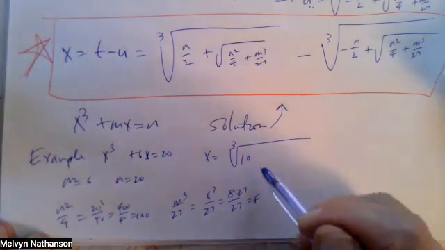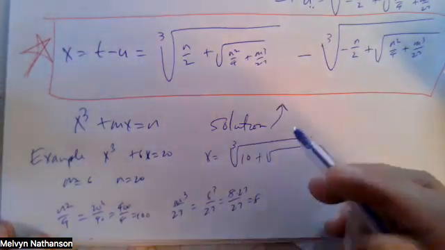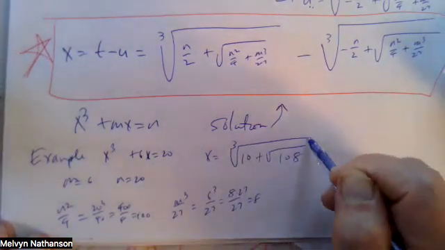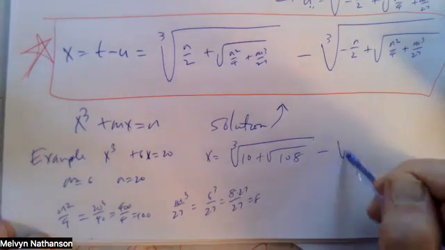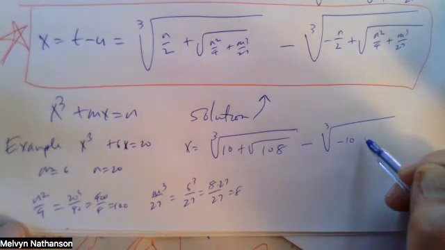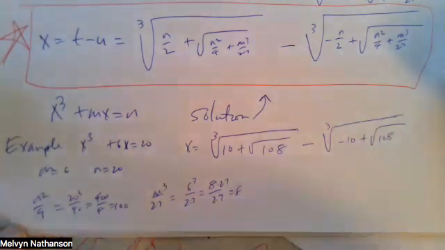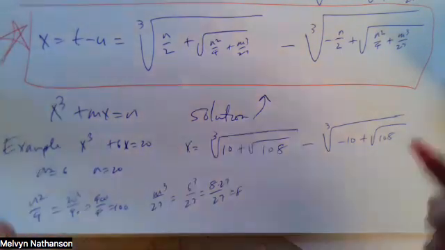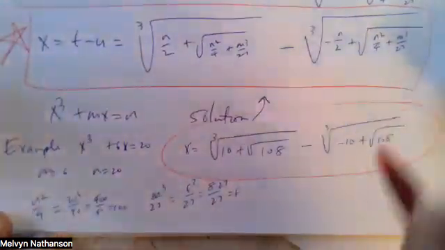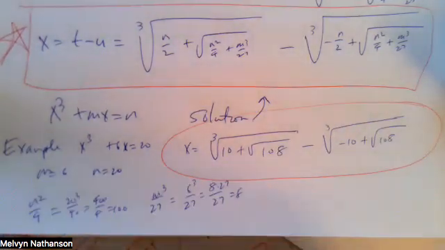So what's in the square root sign is 100 plus 8, minus the cube root of minus 10 plus the square root of 108. So this is a positive number, and this is the solution of the equation.